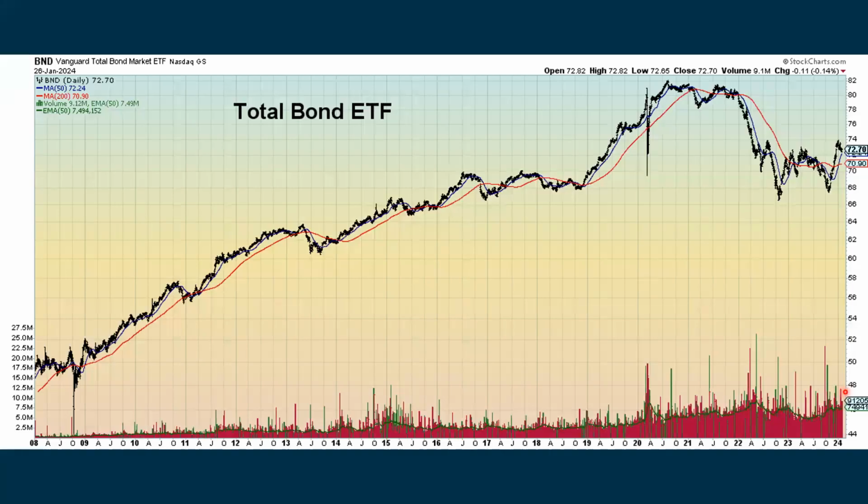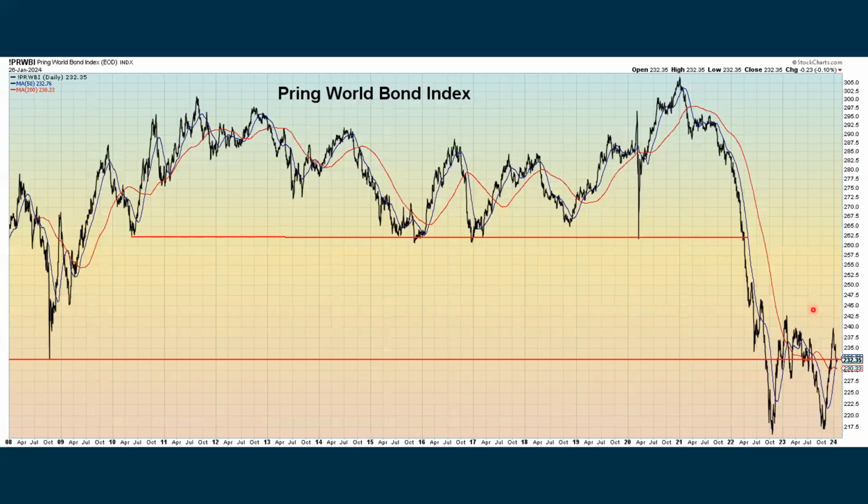We keep an eye on bonds, which have been showing an improvement based on price. The total bond ETF is in an uptrend, even though it's been pulling back as interest rates have been inching their way higher. This is a world bond index, which had been bouncing back up.